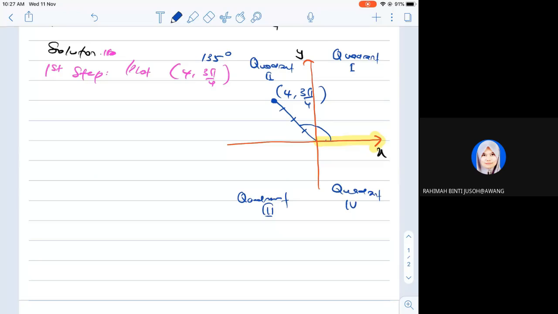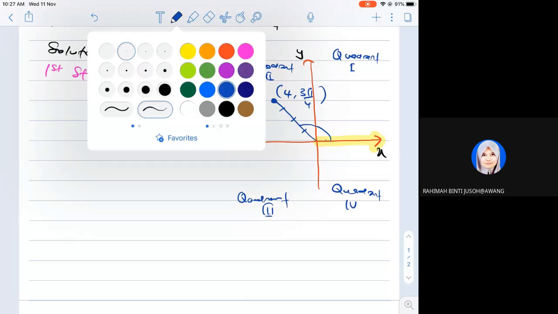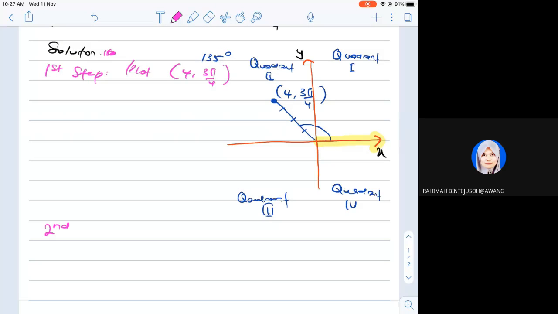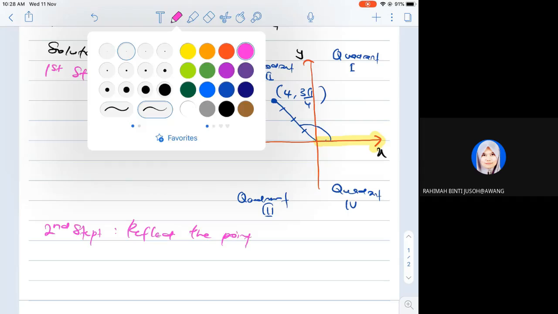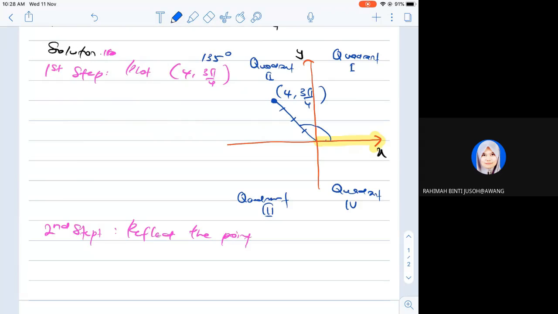Okay? So now, second step, what we should do is, second step, we have to reflect the point. Reflect the point. What does it mean by reflect the point? Means you pantulkan dia. Okay, you have to reflect the point. So instead of having a point in the second quadrant, this point should be reflected to the fourth point here. Dia patut berada dekat sini. The fourth quadrant here. Right? So this is the coordinate of -4, 3 pi over 4.